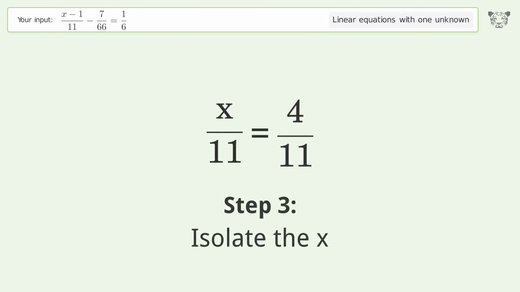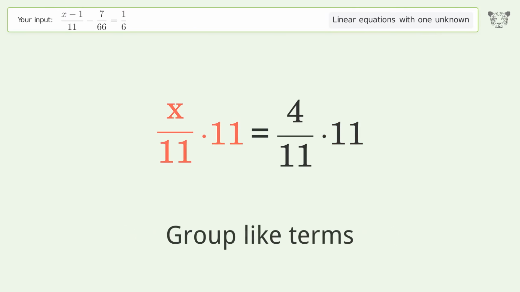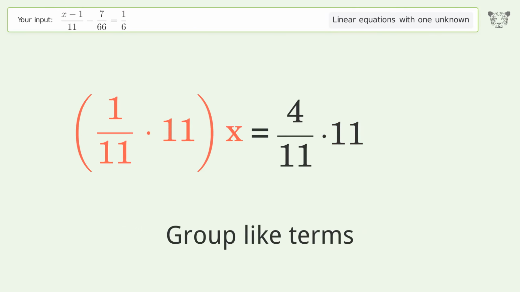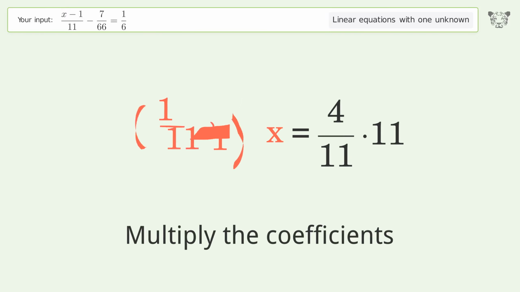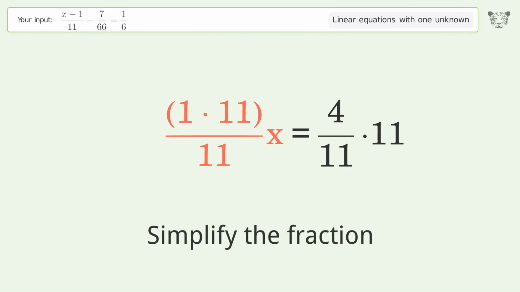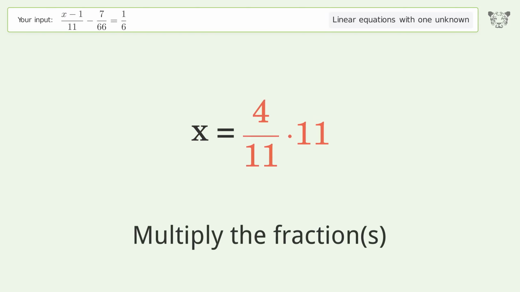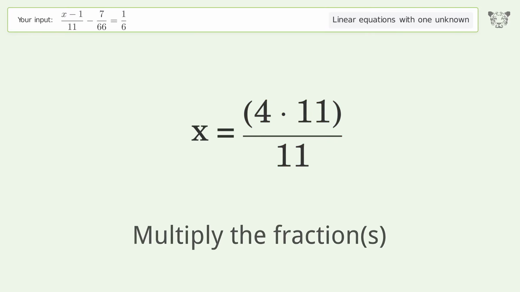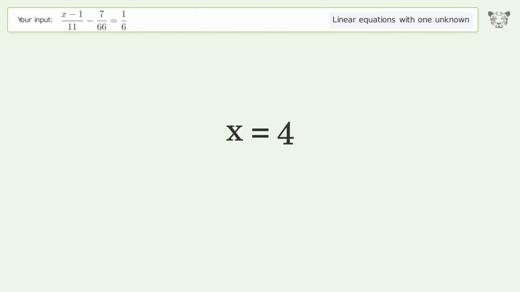Isolate the x. Multiply both sides by 11. Group like terms. Multiply the coefficients. Simplify the fraction. Multiply the fractions. Simplify the arithmetic. And so the final result is x equals 4.